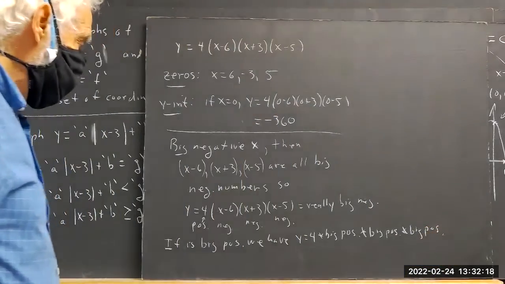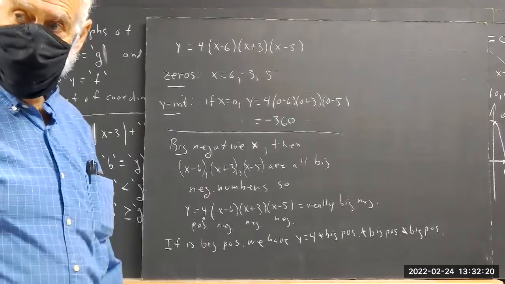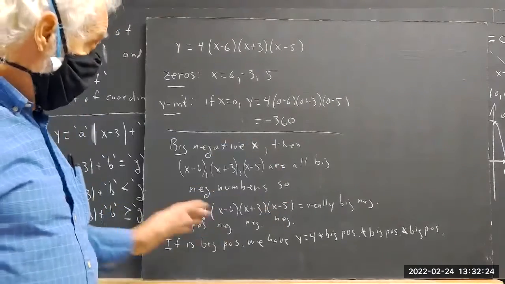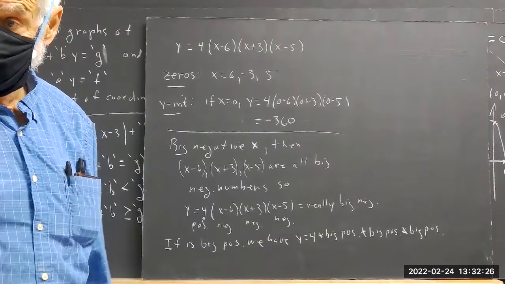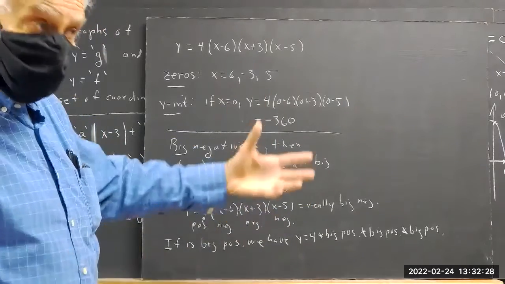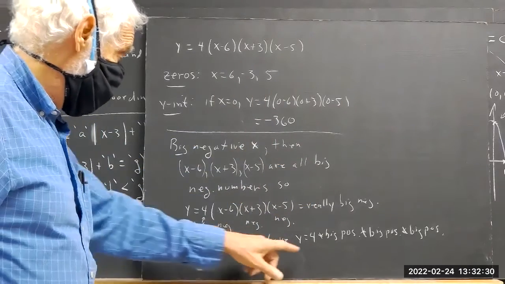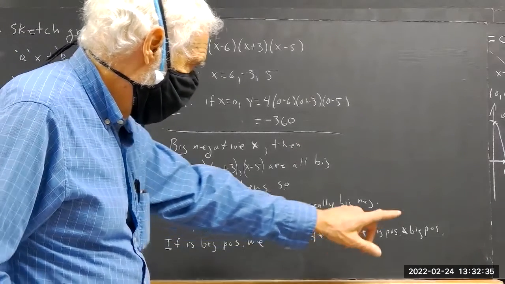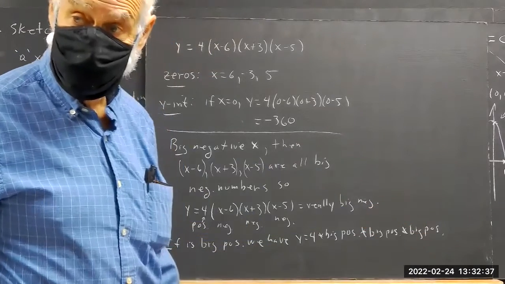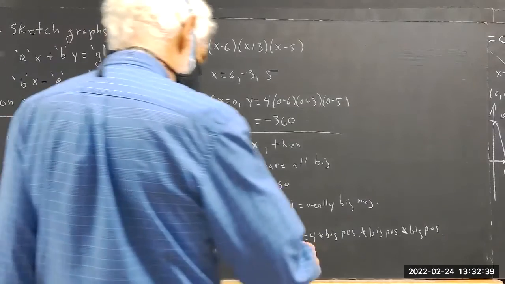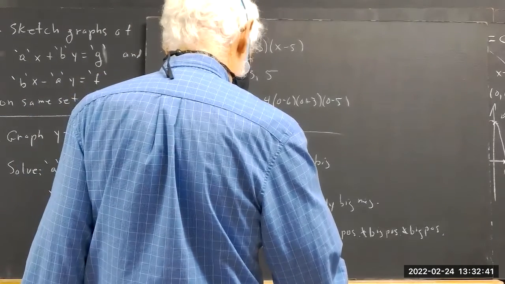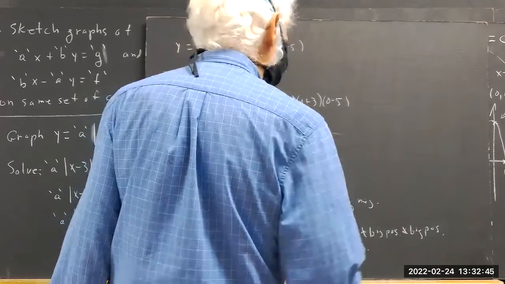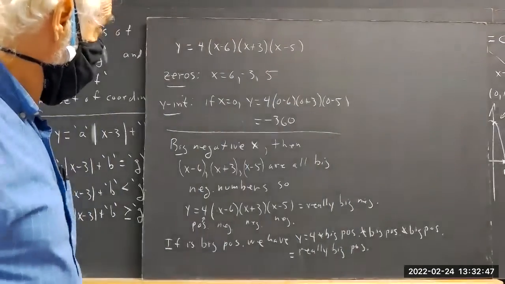So I'm going to write it this way, just to contrast with this way. Could have done something similar. I could say that all are positive, positive, positive. They're all positive, and they're all big, so it's going to be really big. Well, I'm just going to write this as 4 times a big positive times another big positive times another big positive. And that's a really big positive.